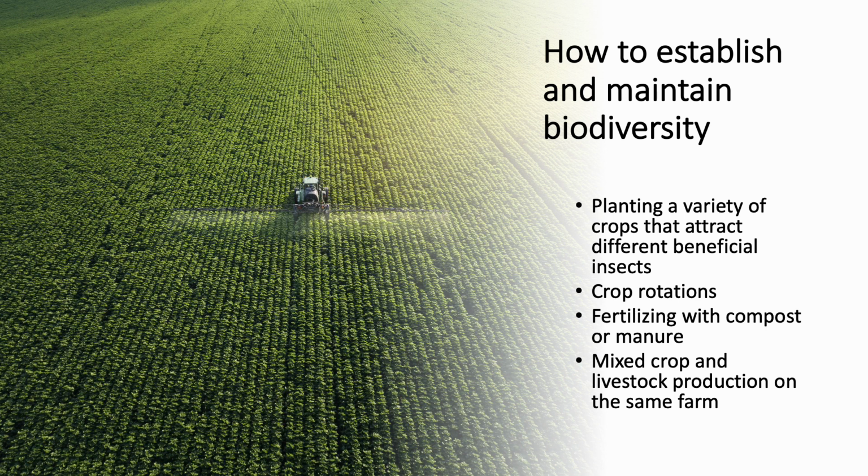And then we also fertilize with compost or manure, which we can do when we have a mixed crop and livestock production. We can actually use the manure from our livestock to fertilize our soil.